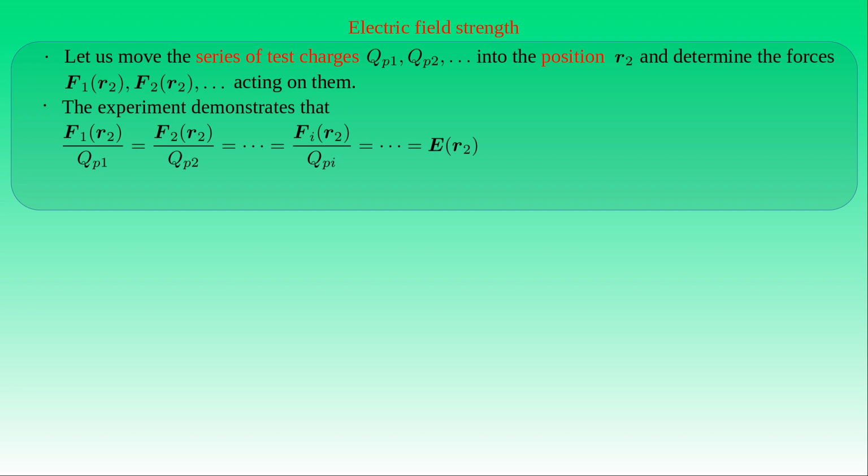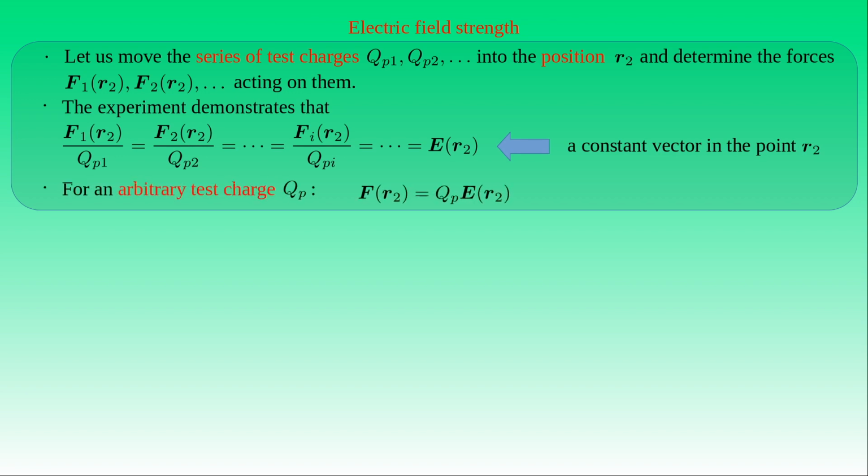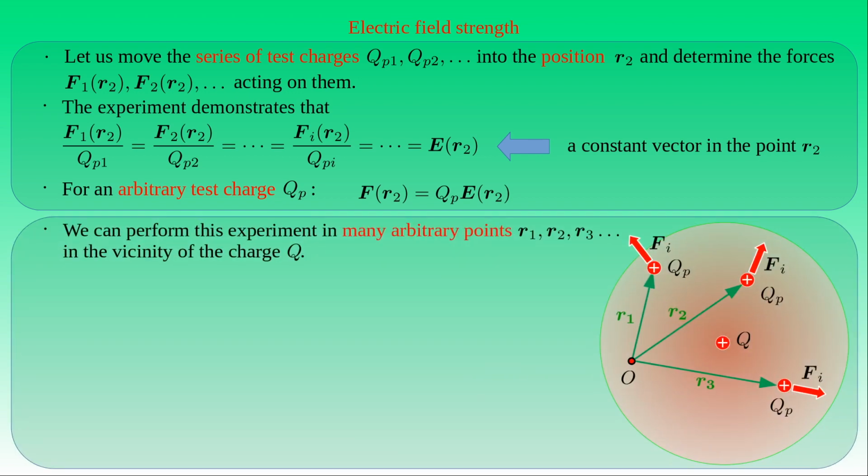The vector E is constant for each test charge, and only depends on the location of the test charges determined by the position vector R2. For an arbitrary test charge QP, we can write that the force F acting on the test charge in the point R2 is equal to QP times the vector E determined in the point R2. If we perform this experiment in many points R1, R2, R3 and so on in the vicinity of the point charge Q, then we will obtain the same result.